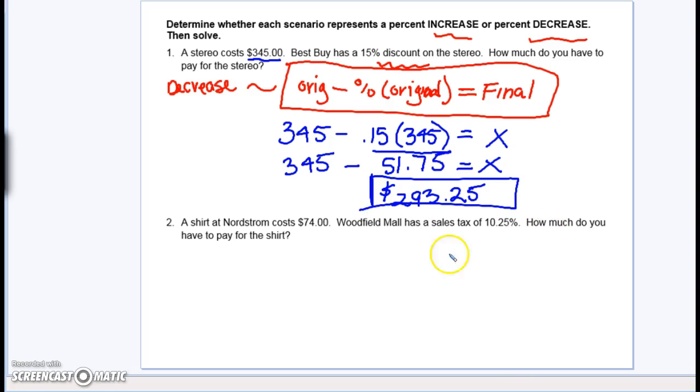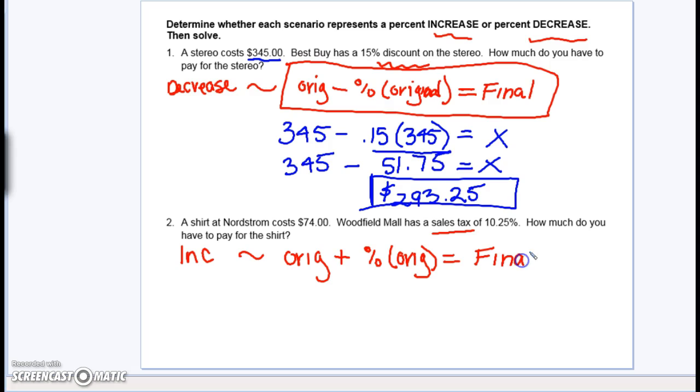Okay, we're going to do one more together. So now I'm talking about a shirt. It's $74. Woodfield Mall has a sales tax of 10.25%. That's a lot. How much do I have to pay for this shirt? So the first thing you should always do is figure out, is this a percent increase or decrease? Sales tax is my key word, right? That's going to make my price go up. So this is an increase. I'm going to write my formula. So the original, it's an increase, so plus the percent times the original is going to equal that final amount.